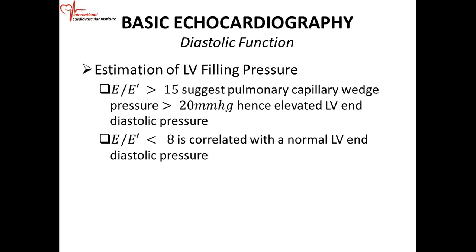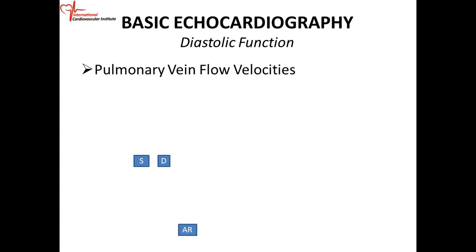Also, if the E to E prime ratio is less than 8, then that correlates with a normal left ventricular filling pressure. Okay, so that's important. But remember, the E prime is crucial. Okay, you cannot have diastolic dysfunction and a normal E prime. The E prime is usually less than 8 centimeters per second if you have diastolic dysfunction.